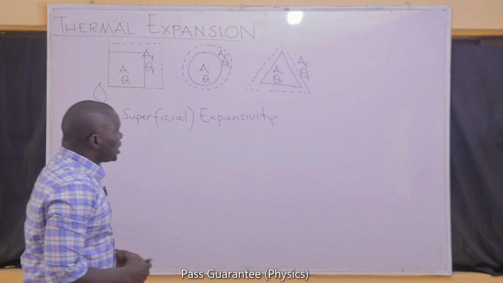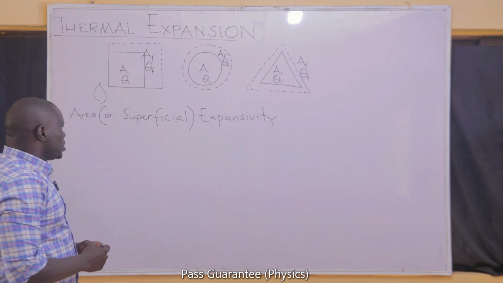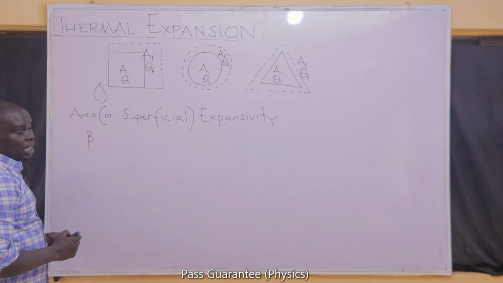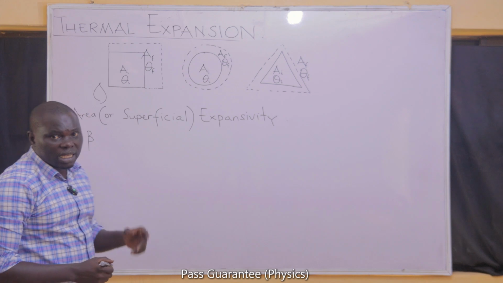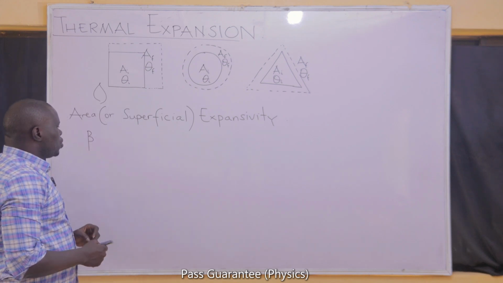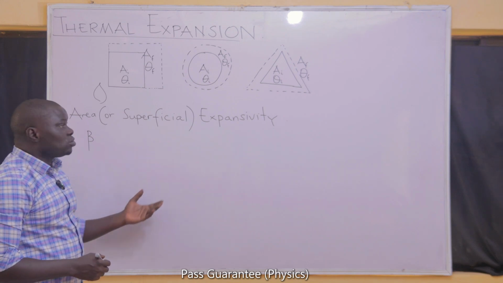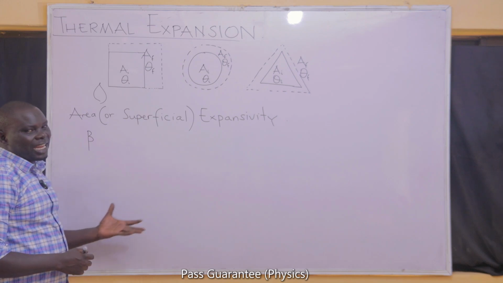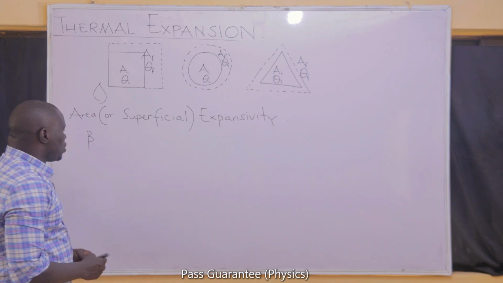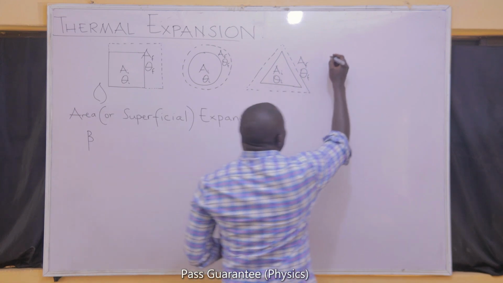So with that, we can now determine the areal expansivity. The areal expansivity is represented this time with beta. The linear expansivity was represented earlier with alpha. Now we are representing the areal expansivity with beta. Another name for areal expansivity is superficial expansivity. It can also be referred to as the coefficient of areal expansion or the coefficient of superficial expansion. Both are still correct.